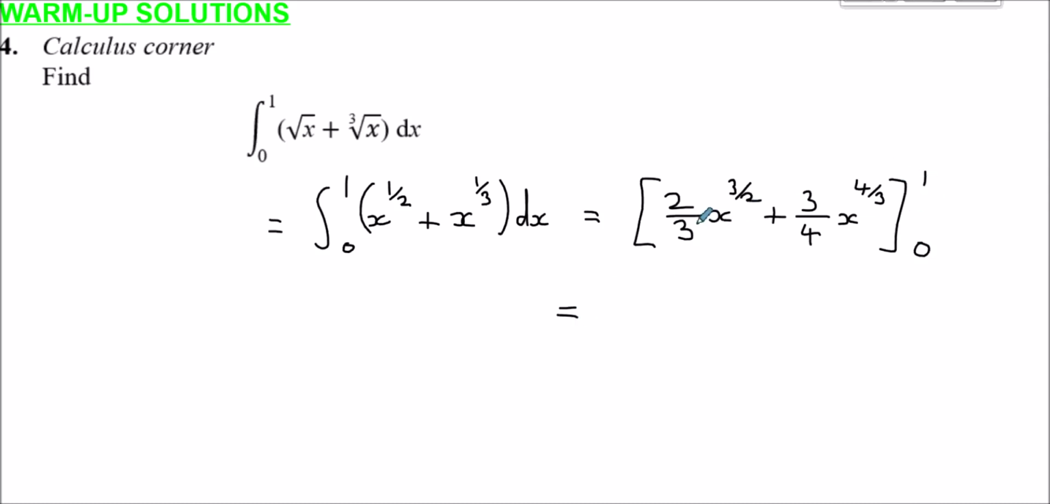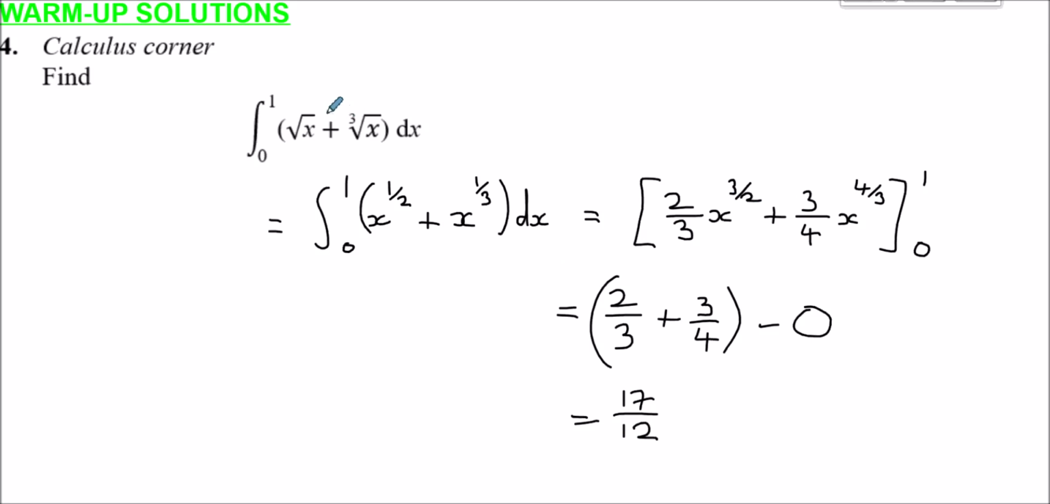So if we input x being 1, this here becomes 2/3 plus 3/4, because 1 to the power 4/3, in fact 1 to the power anything, is just 1. So 3/4 times 1 is 3/4. Add those together, and by the way, we can subtract 0 if you really want to, but hopefully you'll see that's not going to do much. If we put 0 into this for x, it's going to make the whole thing equal to 0. So anyway, 2/3 plus 3/4 gives you 17/12.